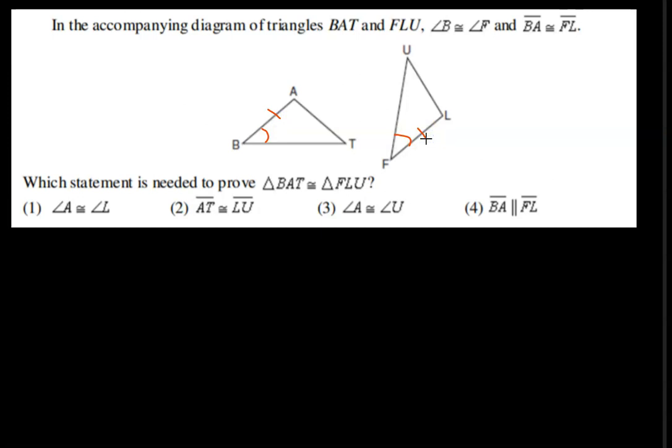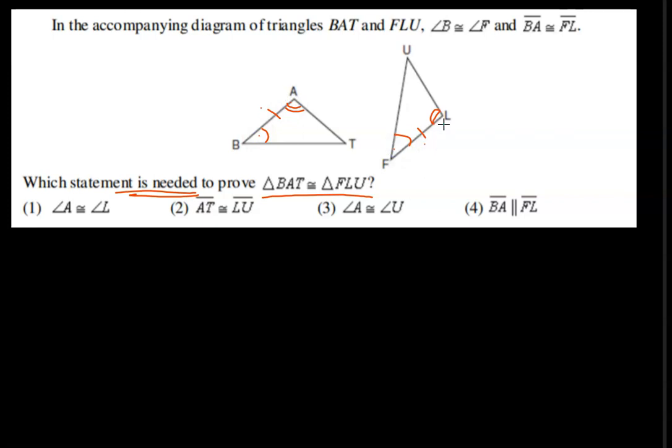It said, for the question, which statement is needed to prove triangle BAT is congruent to triangle FLU? They didn't give me anything to go by. Like, they didn't tell me to prove by side angle side or side side angle. So I can prove any direction, any way I want. So let's look. The first answer choice says angle A is congruent to angle L. So let's check. If angle A was indeed congruent to angle L, it would be angle side angle happening, right? I see angle side angle, and I see an angle side angle.